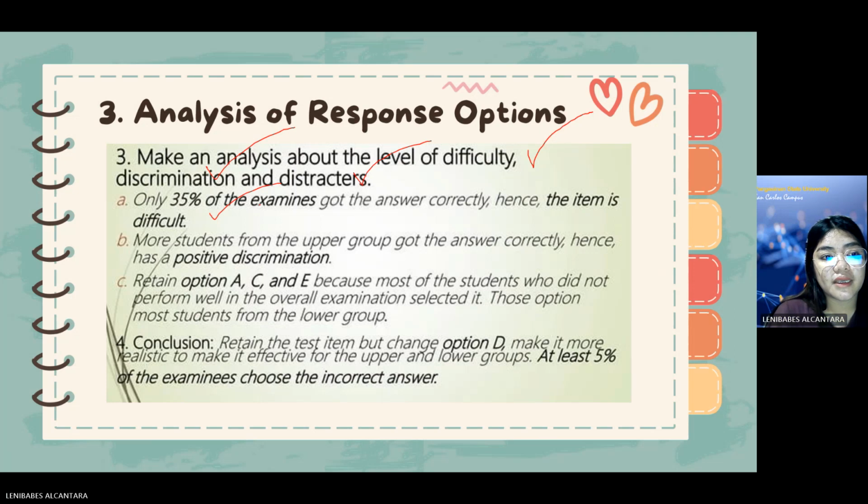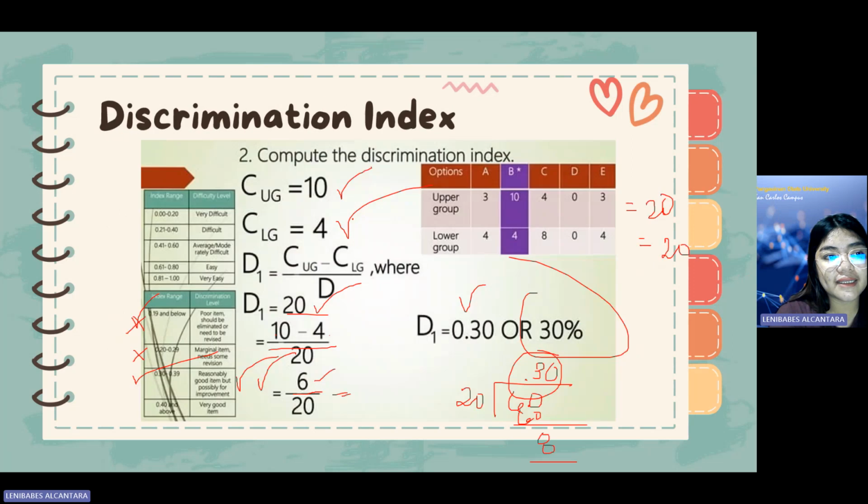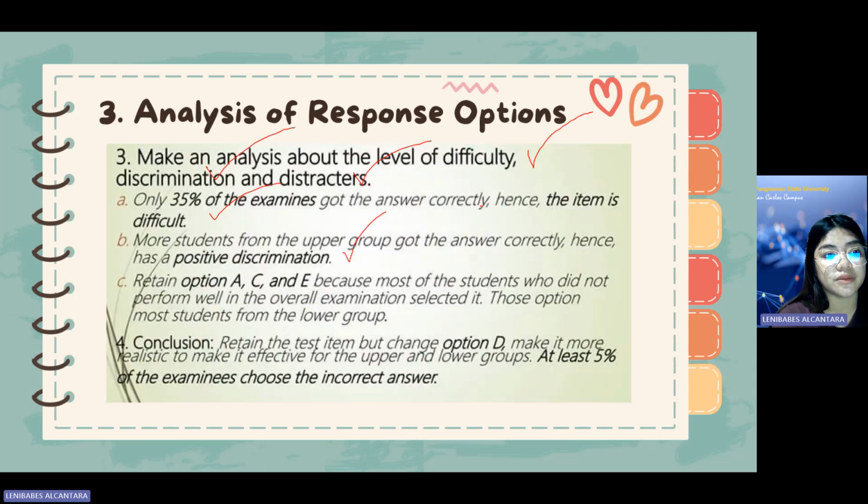Ang B naman, more students from the upper group got the answer correctly, hence has a positive discrimination. Ma'am, saan yan? Kung babalikan natin yung example natin here, ayan o, 10 yung nakakuha ng estudyante ng tamang sagot from the upper group and then 4 lang sa lower group. Ibig sabihin, positive kasi mas maraming nakakuha ng mataas doon sa mga batang top scorers kaysa sa lower group. Okay? Balikan natin yon.